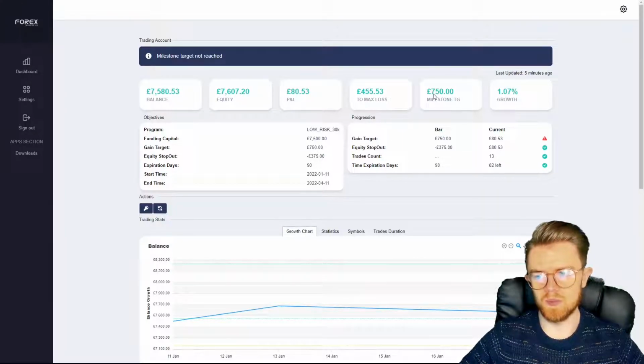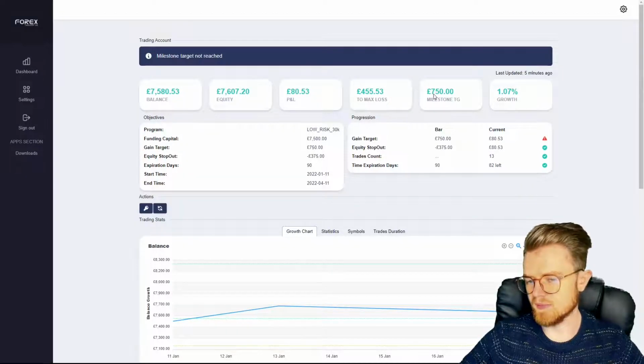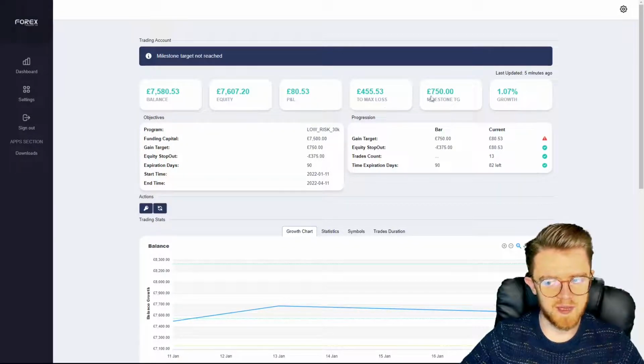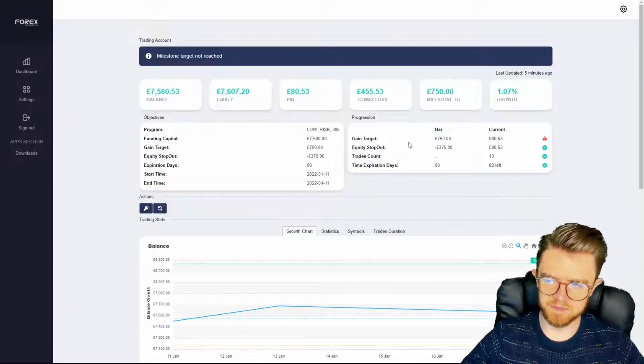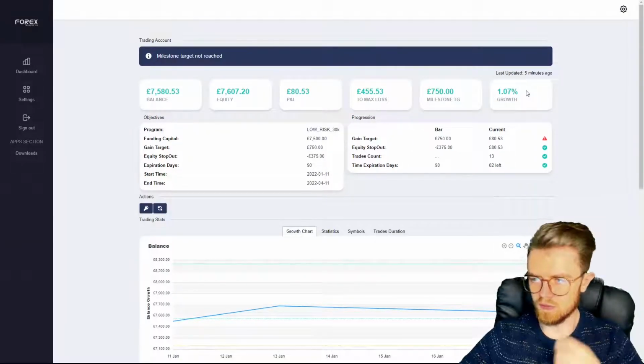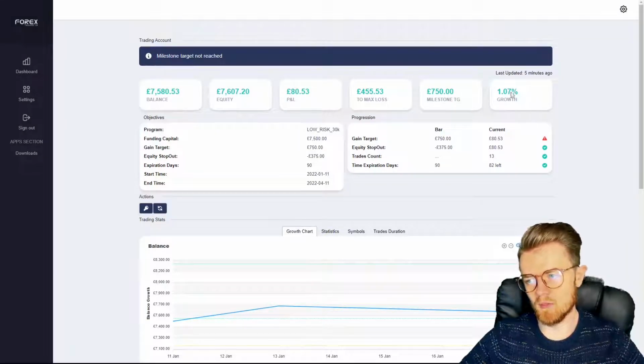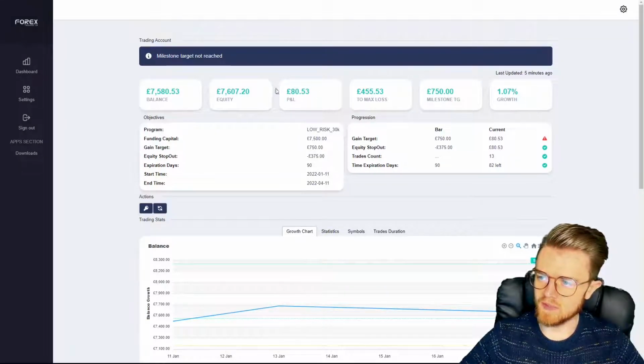On from that, we would then trade 30k and we would need to make £3,000, which is 10% on the low risk, and then we would be trading 60,000. On the right hand side, we also have growth in percentage at the moment, which is shown on this P&L here.